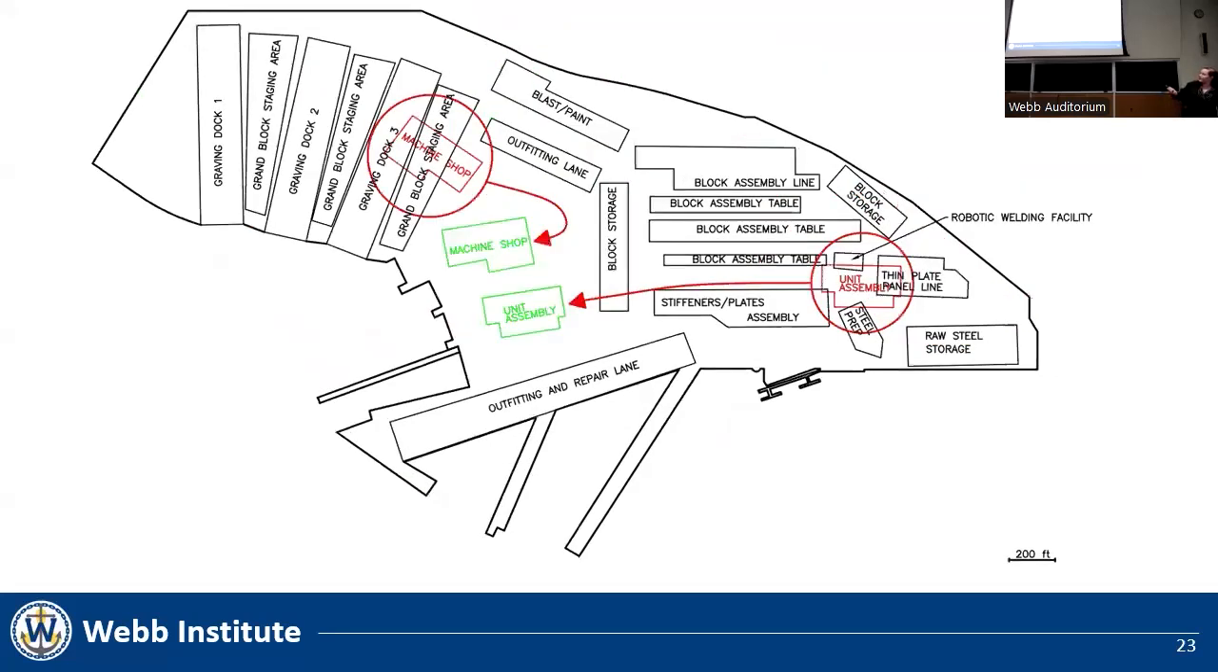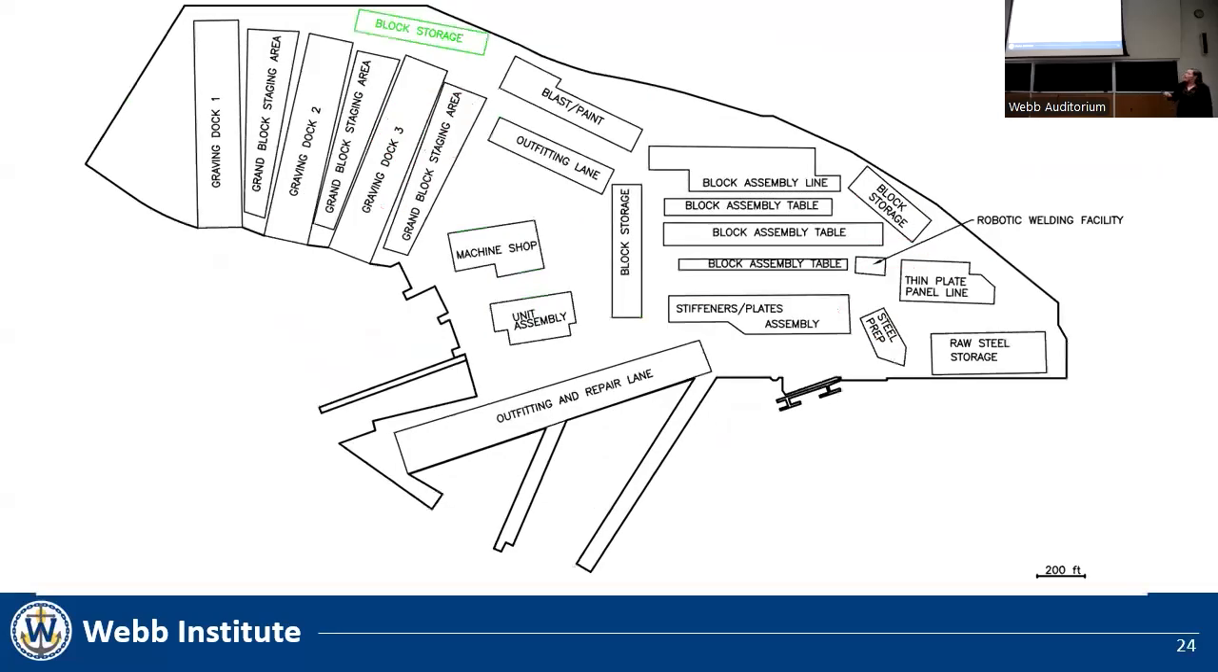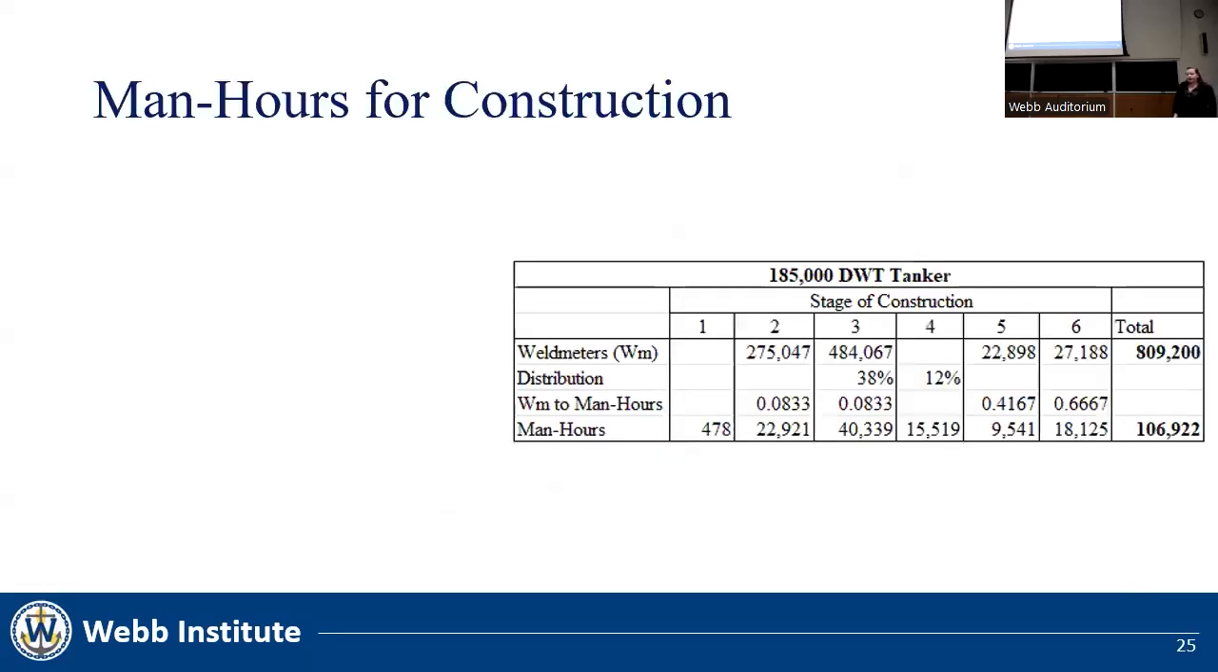Finally, next I moved the machine shop and the unit assembly building to a more central location of the yard so it can be accessed from every part of the yard. Last, I added additional block storage to the grand block staging area for any blocks that are not quite ready to be grand blocked.